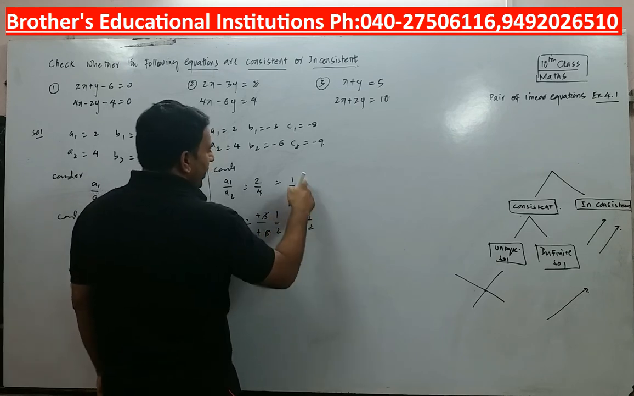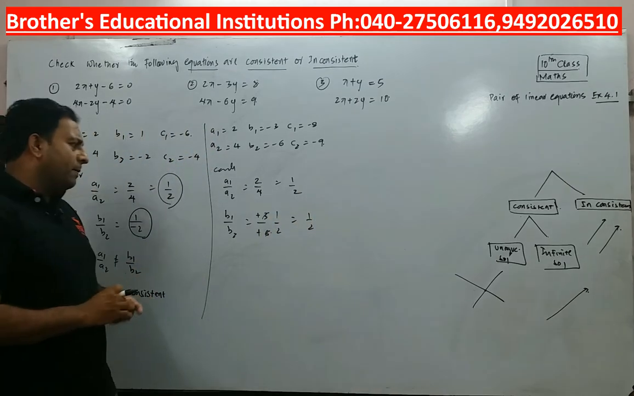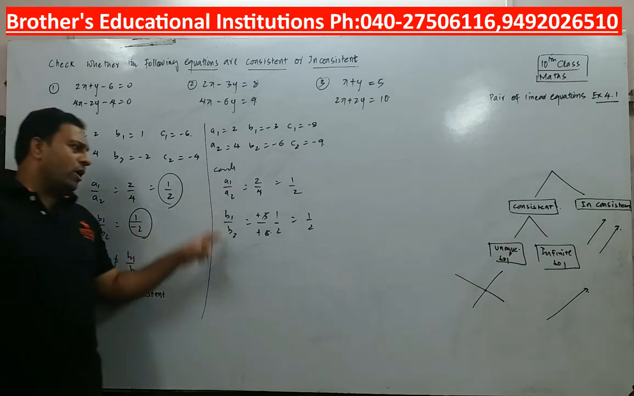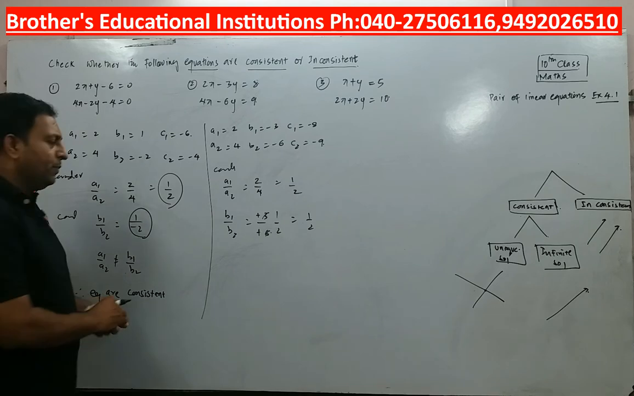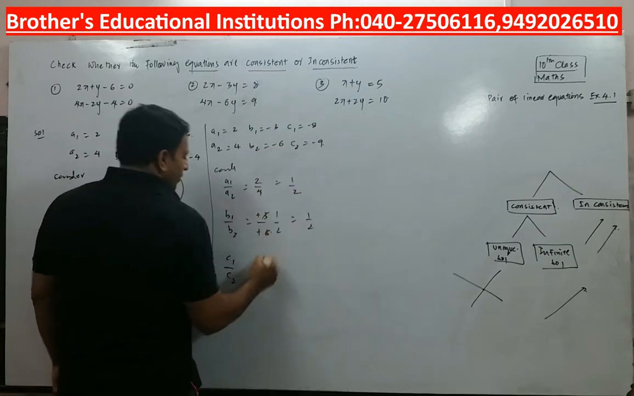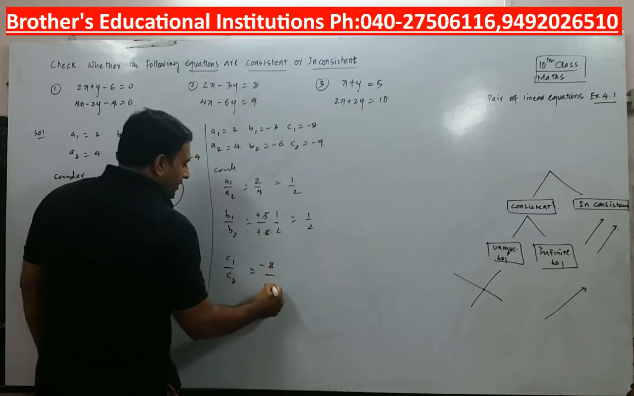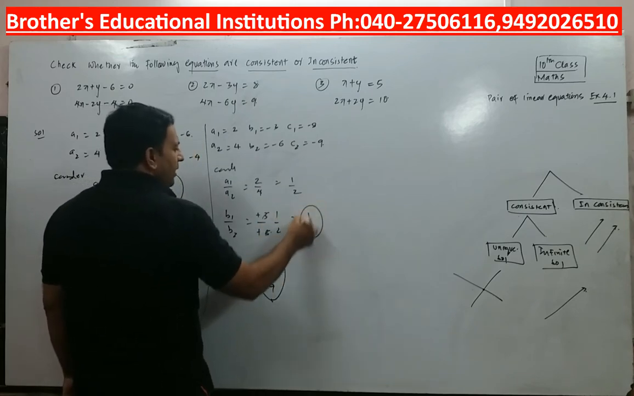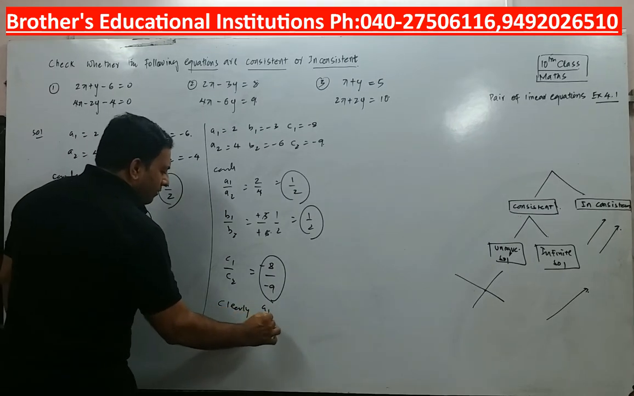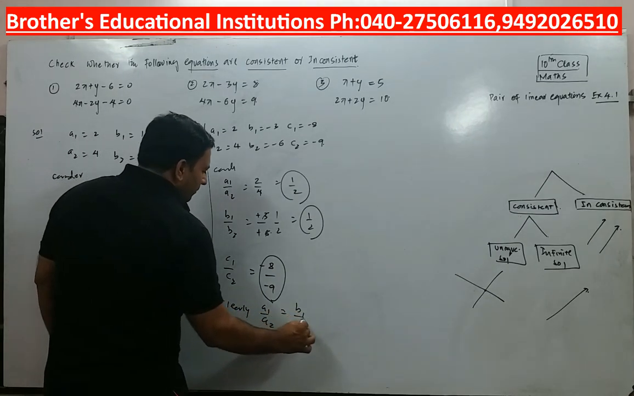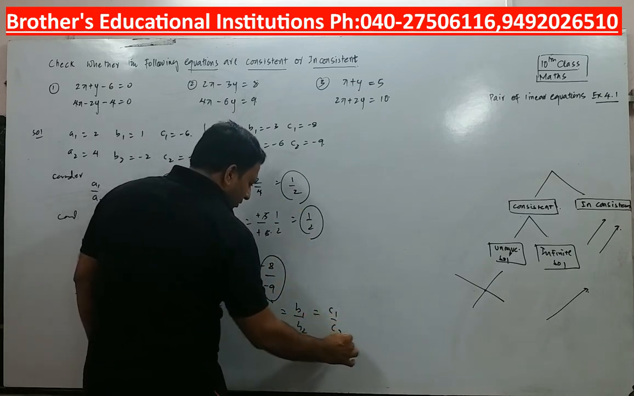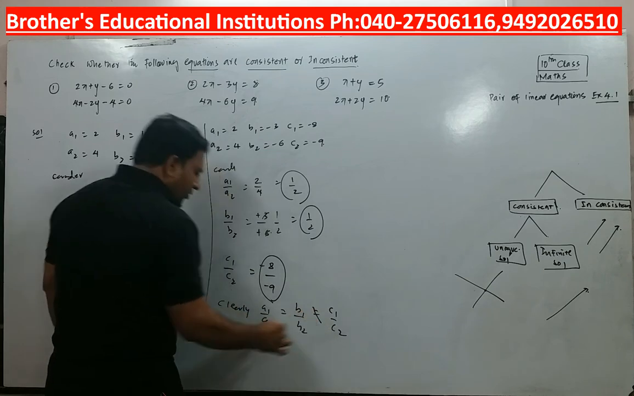What you got? a1 by a2 is equal to b1 by b2. Remember, when these two are not equal, you can directly declare the result. But if these two are equal, also you check for the third one. Now what is the third one? c1 by c2. What is c1 value? c1 value is minus 8 and c2 value is minus 9. Now is this equal to c1 by c2? No. What will you infer? Clearly, I will write a1 by a2 is equal to b1 by b2. Is it equal to c1 by c2? No, it is not equal to c1 by c2.